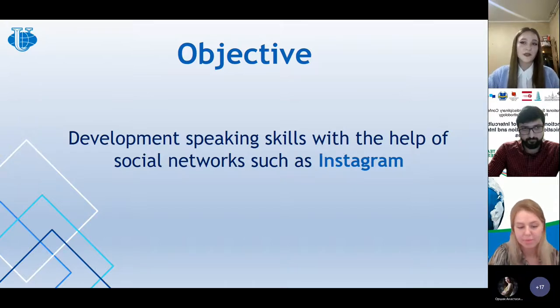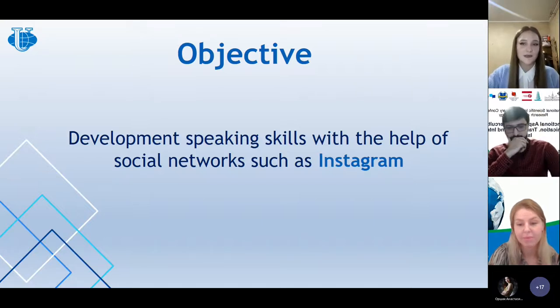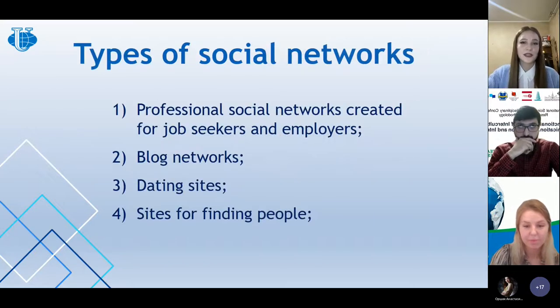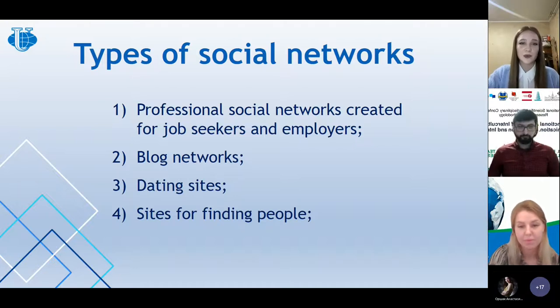To begin with, a social network in the conventional sense is a platform to communicate with other people, for dating, for creating social relations between people who have similar interests or connections, as well as for entertainment, work and study. There are four types of social networks. First one is professional social networks created for job seekers and employers. Second one is blog networks, then dating sites and sites for finding people.